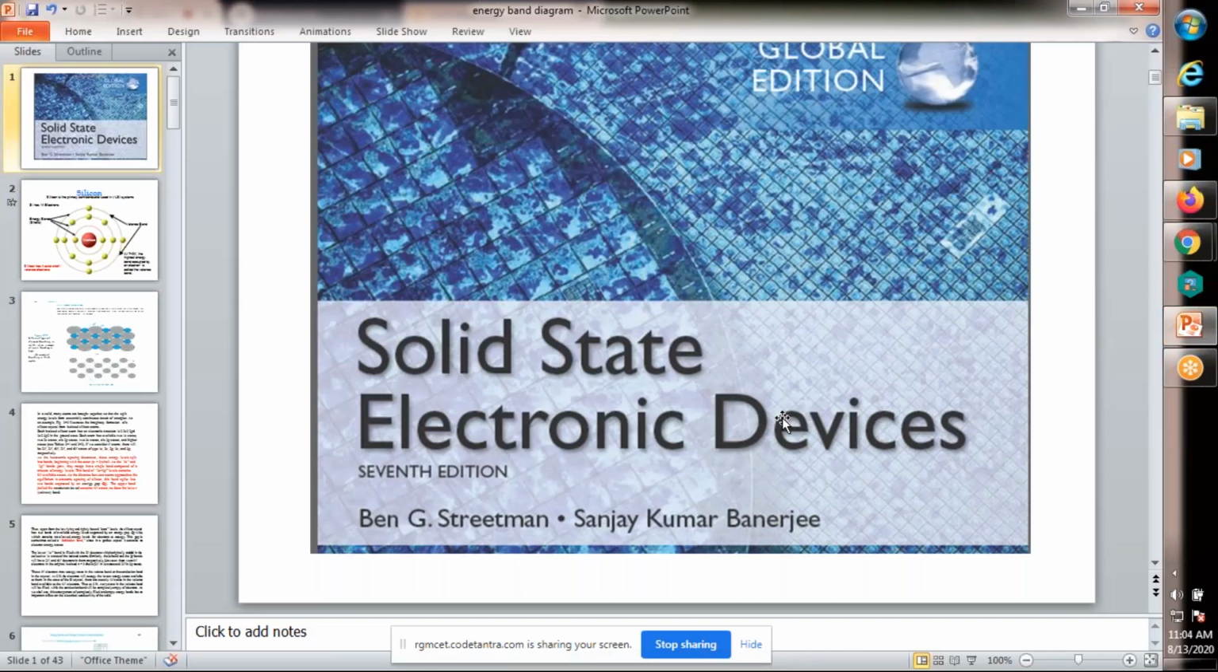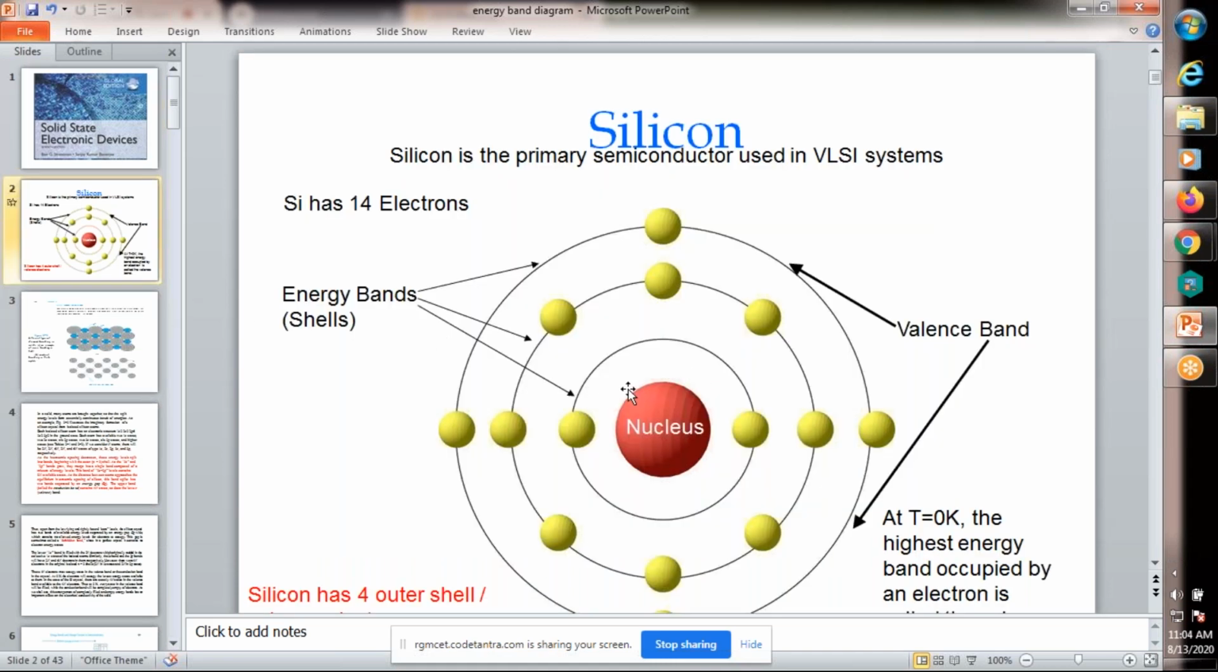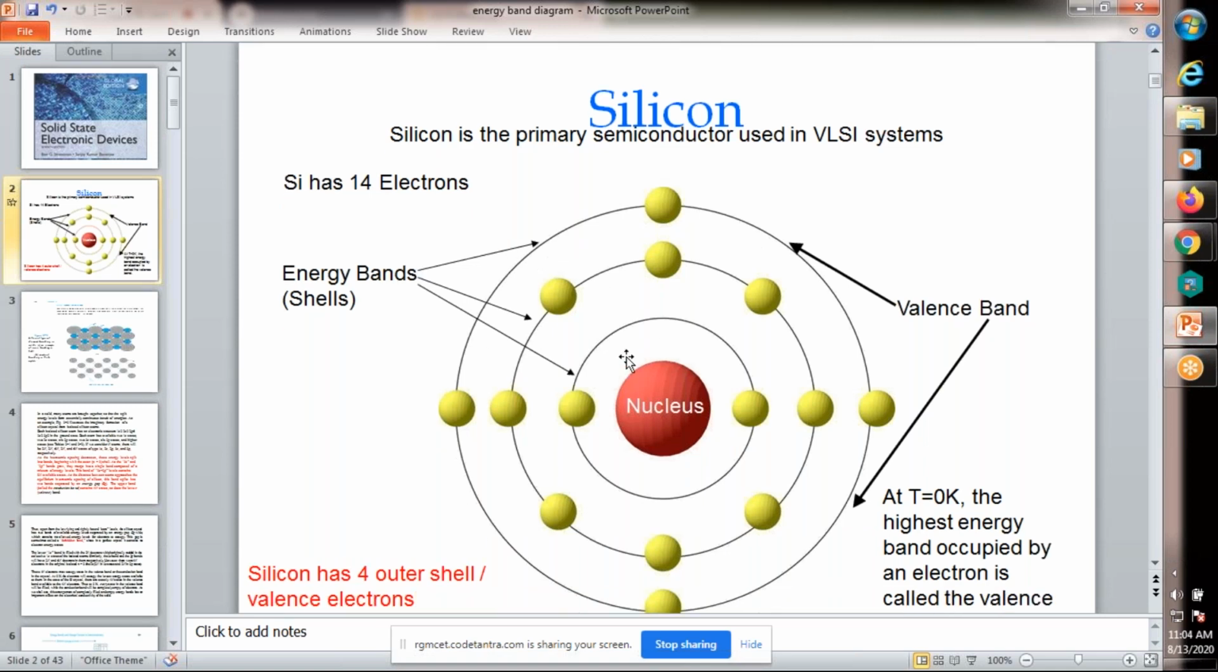Okay, good morning all. In the last class, we discussed the energy band diagram of semiconductor devices. Today's class, we continue the same thing: energy band diagrams of semiconductor devices and the PN junction diode. Here the main concept is how to draw the PN junction and how to draw the energy band diagrams. This is the first basic concept.